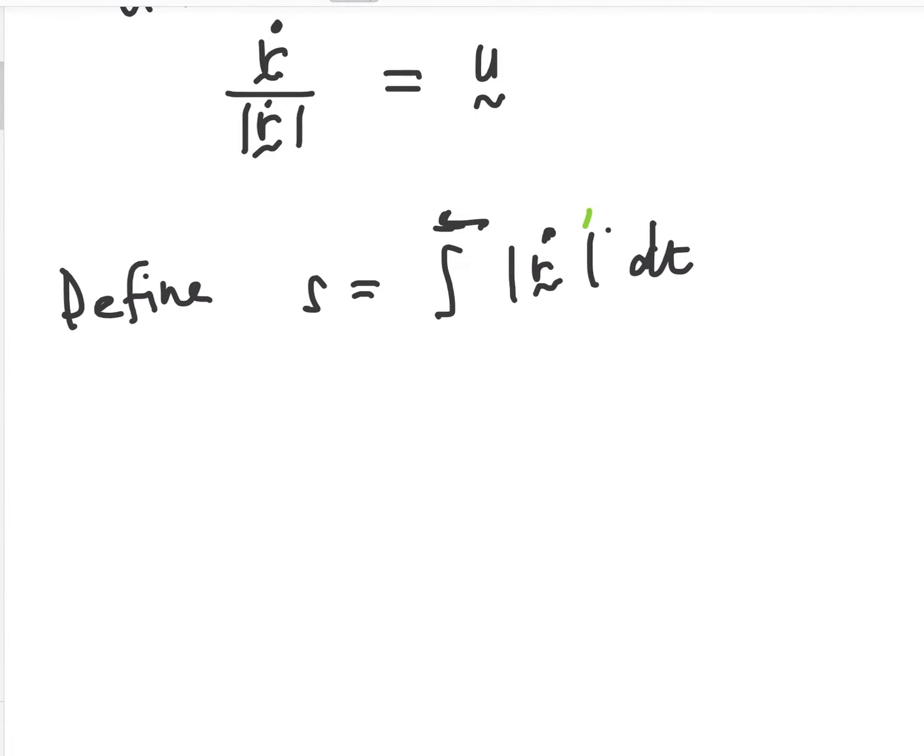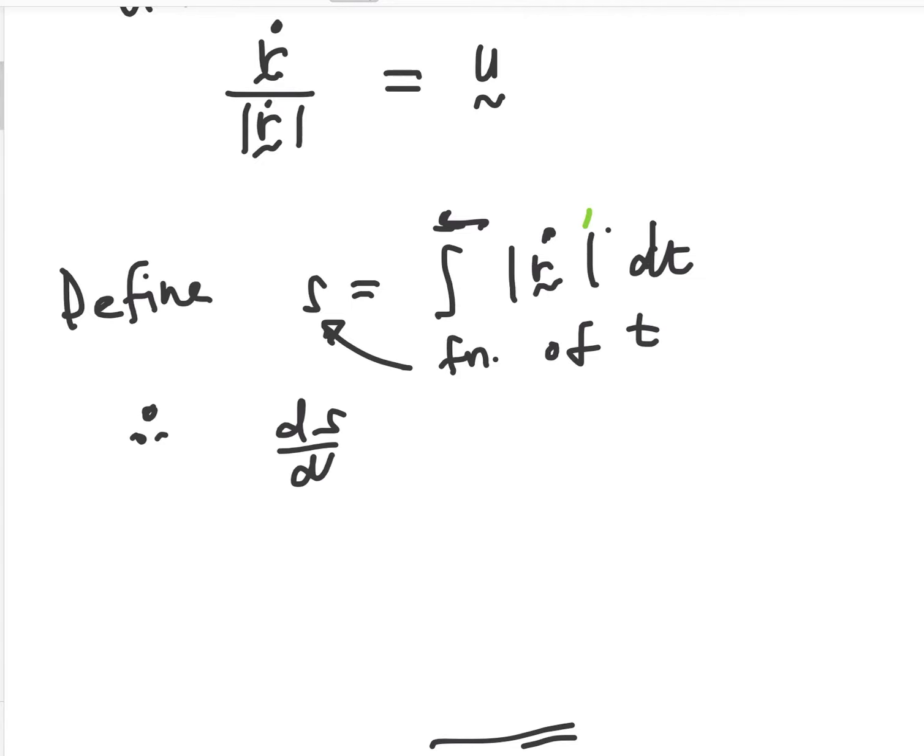As it stands there, it is a function of t. So once you've done your integration with respect to t, it's clear that this is a function of t. So this is also a function of t after you integrate with respect to t. From this it follows that ds dt is equal to the mod of r dot. Just differentiate both sides and it's clear what will happen.